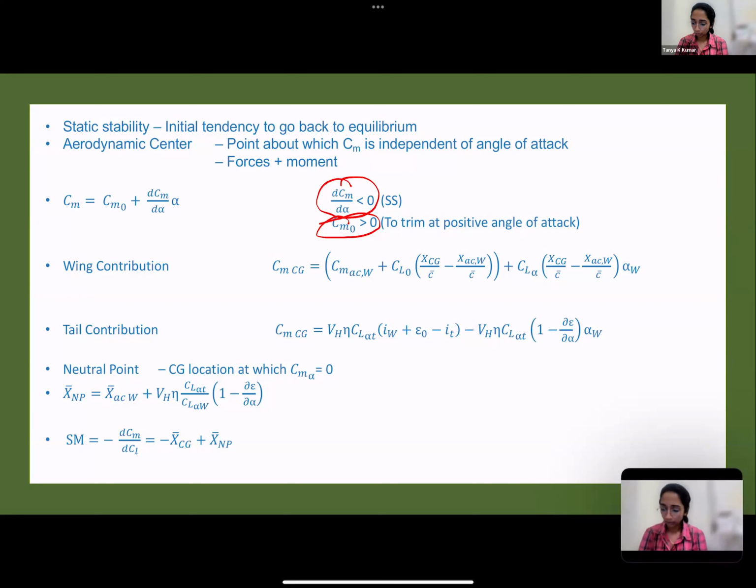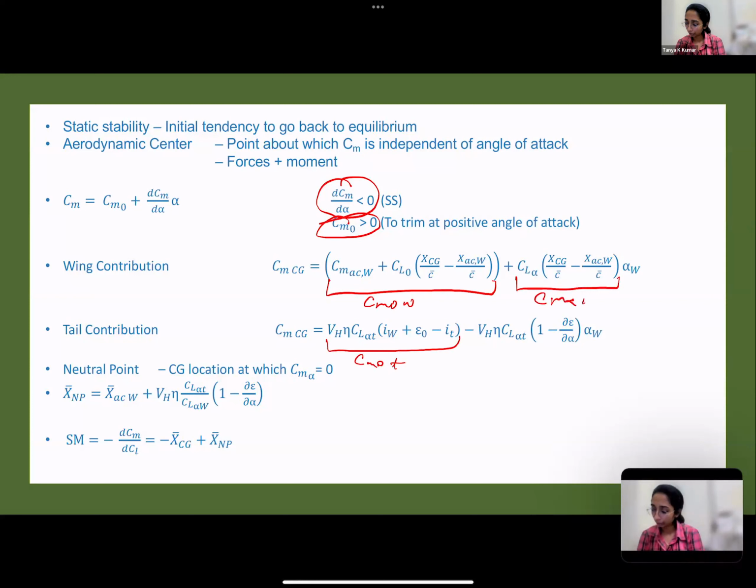Now we've derived the wing and tail contribution towards Cm. So this is the Cm naught of wing. We just saw this equation. This is the Cm naught of tail. Again, we just used this in the previous question. This is Cm alpha of wing, and this is Cm alpha of tail.